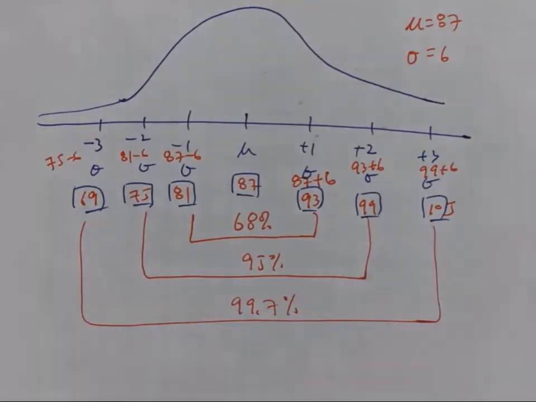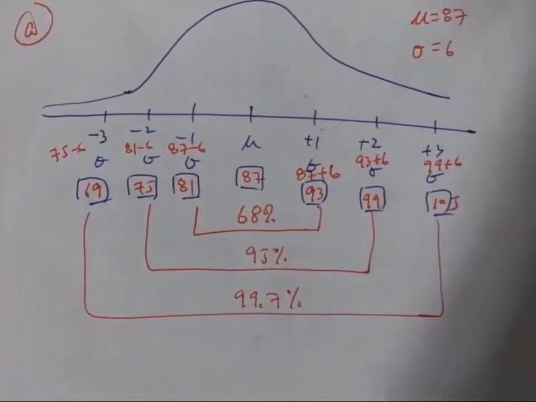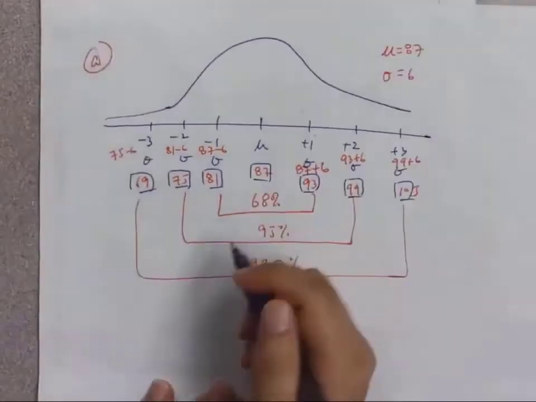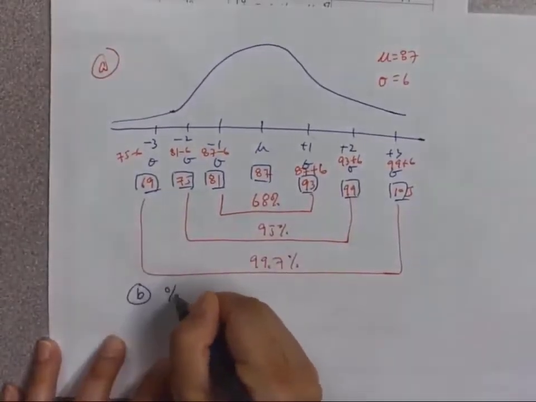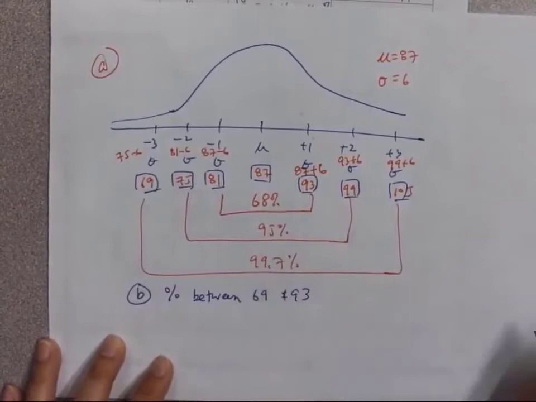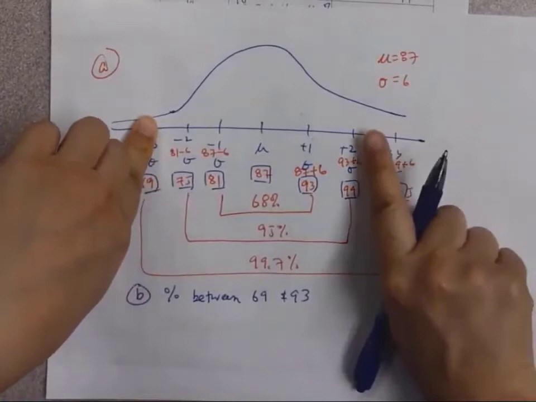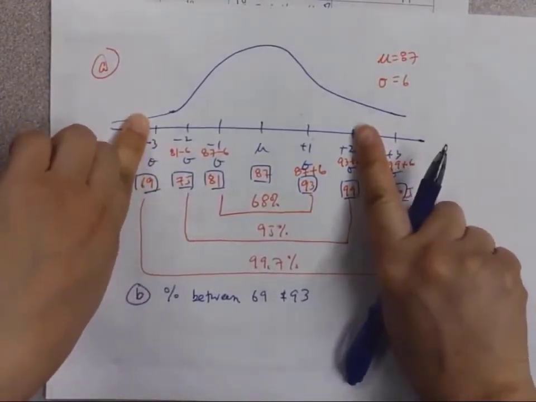Okay, so now what else did they ask? That's part A, right? Sorry. B says: find the percentage of false rates between adult men and 69 and 93. Between 69 and 93. Are they standard? Yeah, so from -3 to what? Positive 2. So how do I get that?